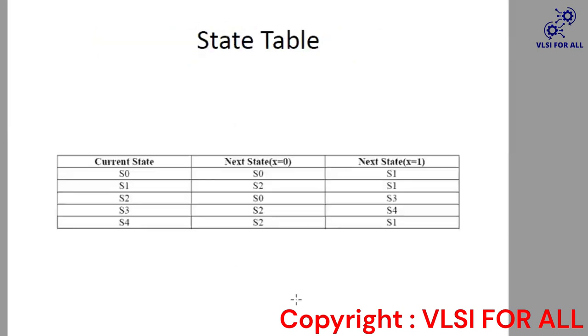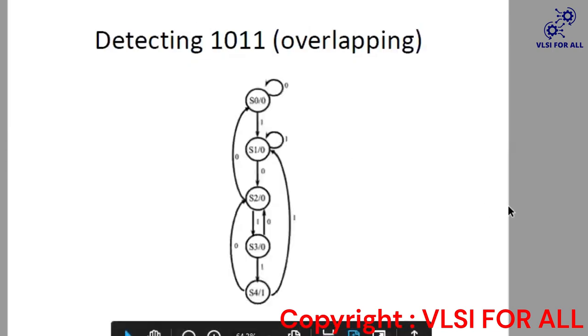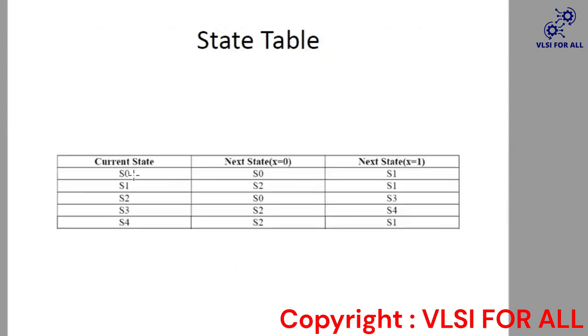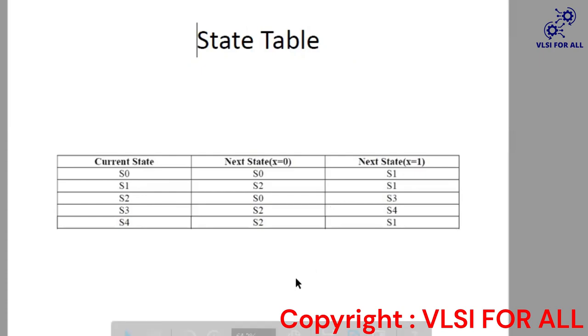So this is the simple state table. Here is the current state: S0, S1, S2, S3, S4. Here is the next state for X equal to 0. Here is the next state for X equal to 1. From this diagram, we made this table. Clearly, for S0, the next state for X equal to 0 is S0, and for X equal to 1 is S1. Like this, you can make this table.